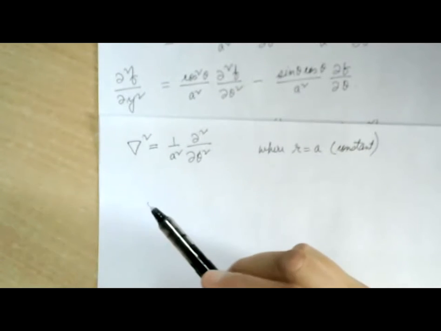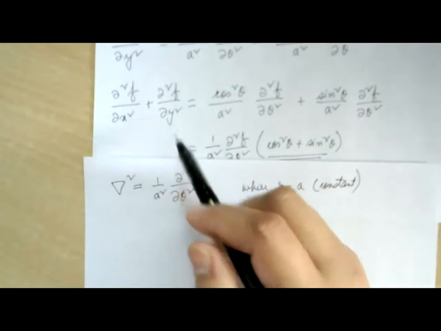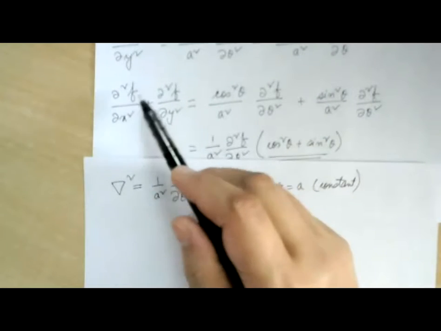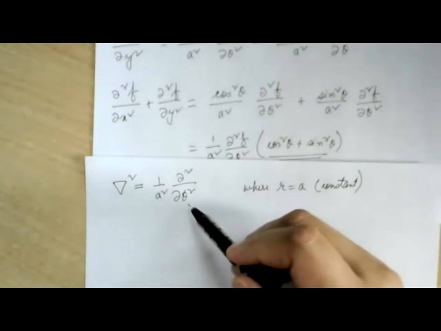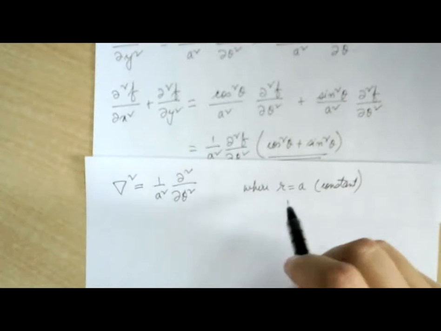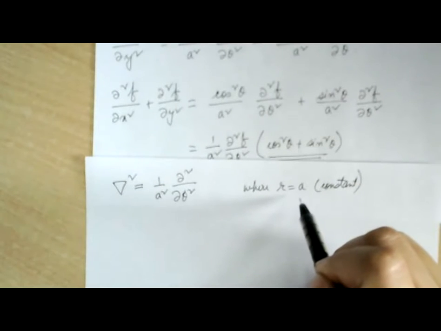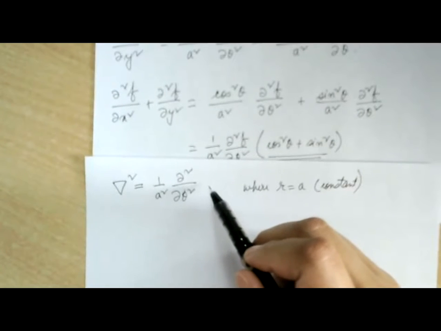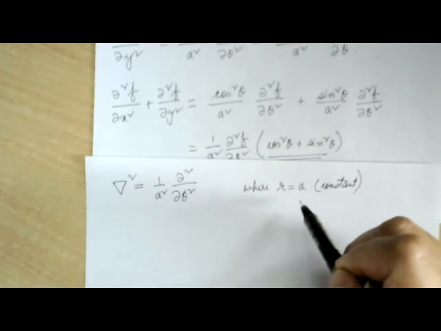The Laplacian operator can be expressed in terms of polar coordinates, and in terms of Cartesian coordinates. This is a special case where we have taken R to be a constant. If we had not taken R as a constant, then we will have an extra term here, an extra term of derivative with respect to R. Here we have taken the special case where R is a constant for simplicity.